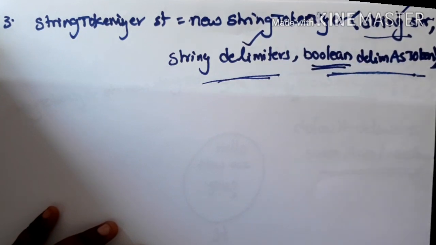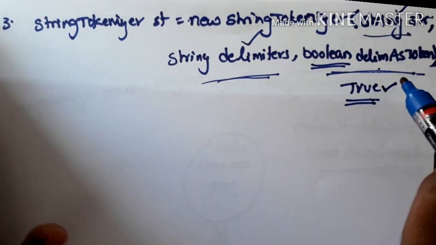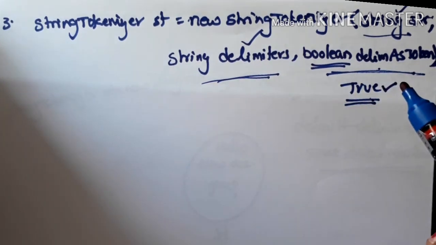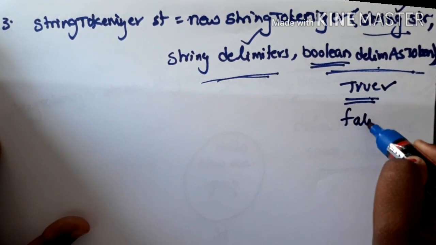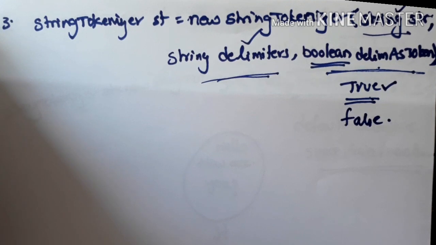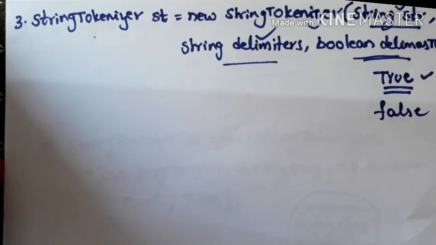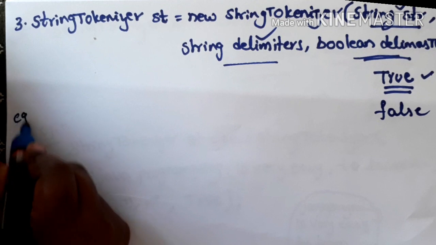It is of Boolean type. If delim as token is true, then delimiters also will be considered as tokens while tokenizing the string. If this is false, then the delimiters will not be considered as tokens while tokenizing the string. Now let's see one example so that you'll get a better idea.